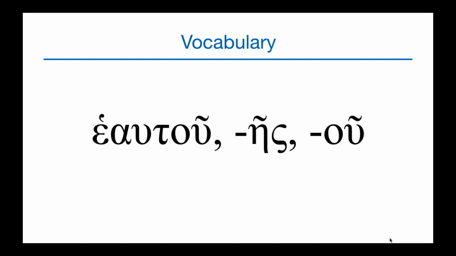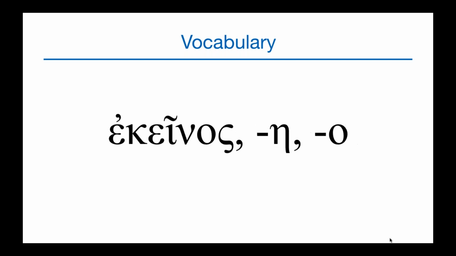Heautou is the reflexive pronoun. So that's like himself, herself, itself, that sort of thing. Themselves, all of those. Ekeinos is the one we've already talked about. Ekeinos means that, in the plural means those.